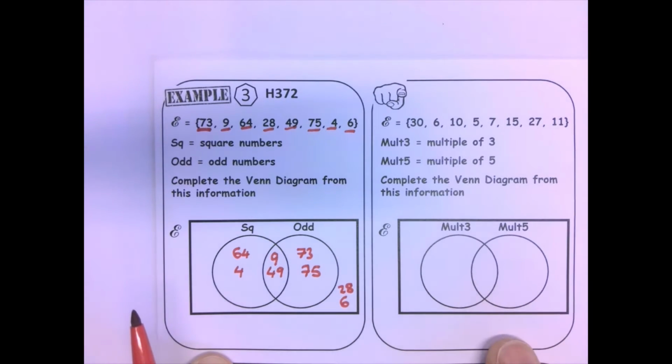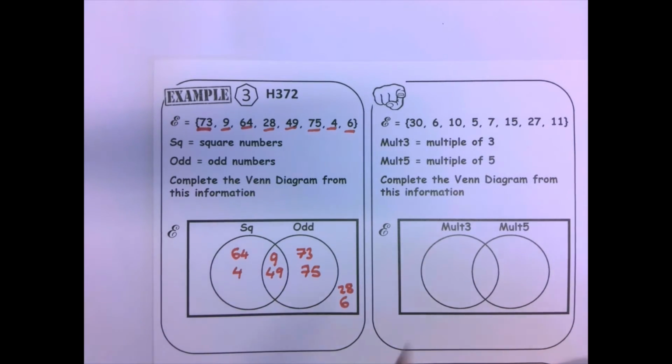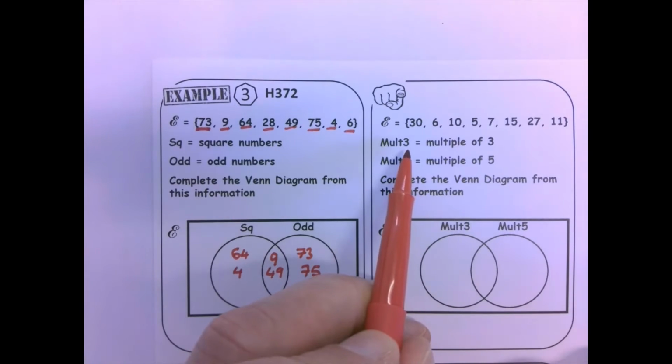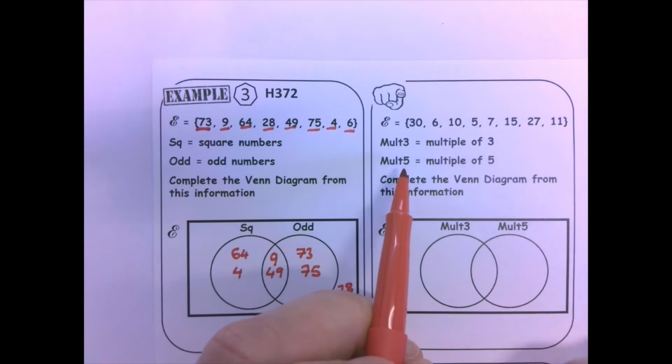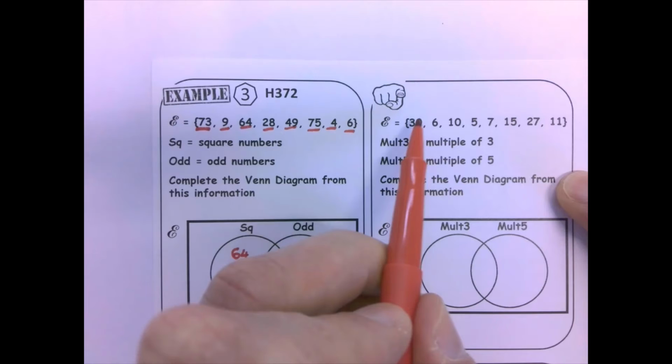Right, so I've had a go. So you need to have a go on the right hand side there. Pause the video, give it a go. Okay, so hopefully you've done that now. Let's have a look. We've got multiples of 3 and we've got multiples of 5. Complete the Venn diagram.